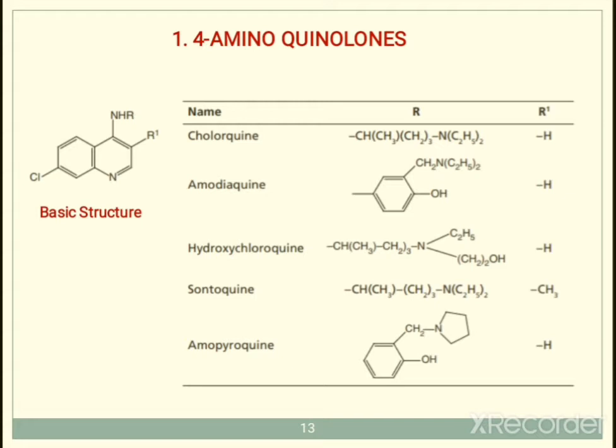Next drug is amopyroquine. In amopyroquine, phenol is there, then CH2, and this pyrrolidine ring has been attached at the R position, and at R1 there is hydrogen. So these are the different examples of 4-aminoquinoline. Just draw all the structures and practice them.